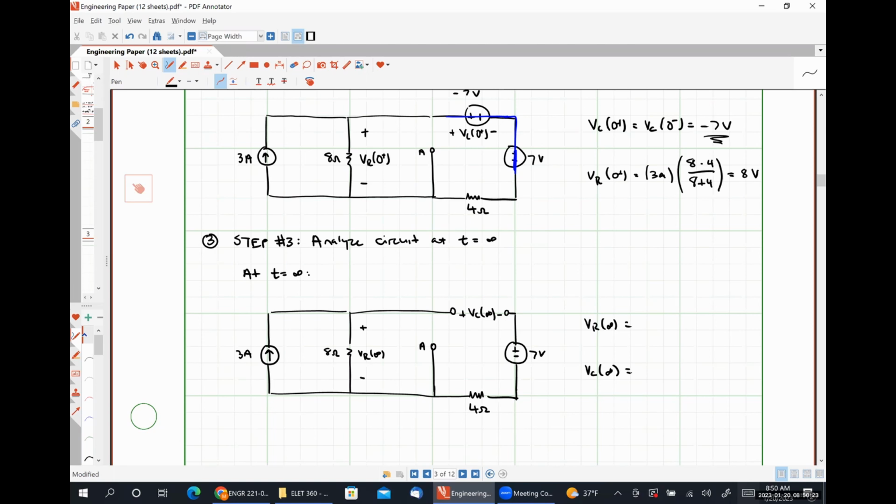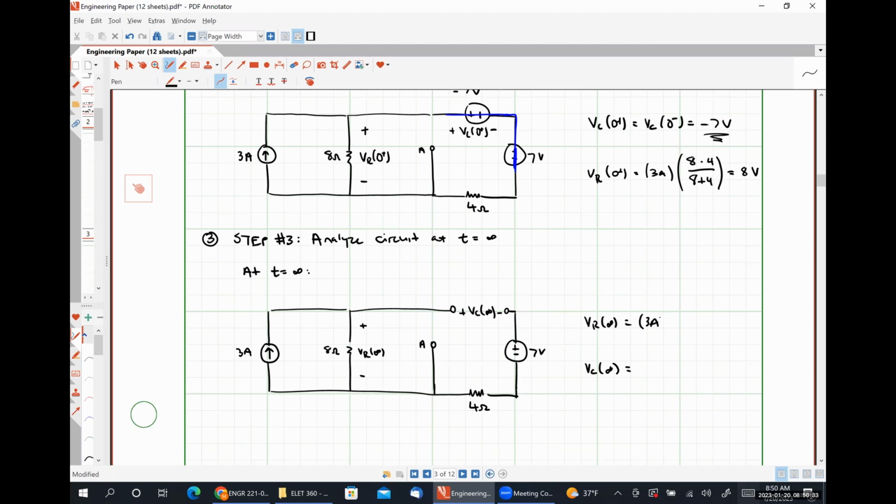V of R at infinity is 24 volts, and then VC is -7. So VR at infinity is 24 volts. I agree with that, because that's simply 3 amps times 8 ohms, which is 24 volts, right? Any current that's leaving our 3 amp source has to flow through the 8 ohm resistor, because none of it can branch off and flow to the right through the open circuit that's representing our capacitor. So I'm okay with that, but I would argue that VC at infinity will not be -7.